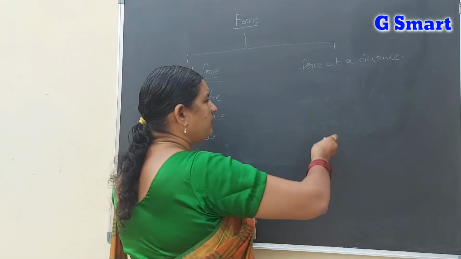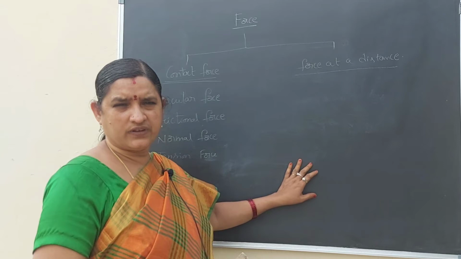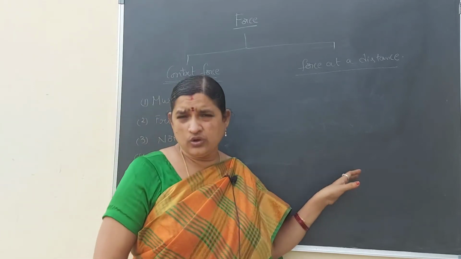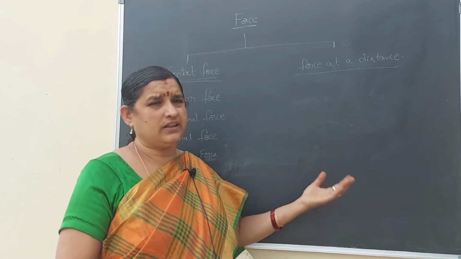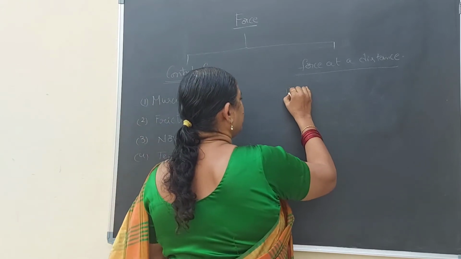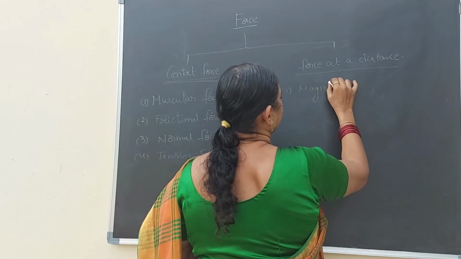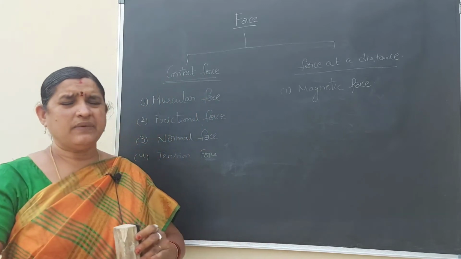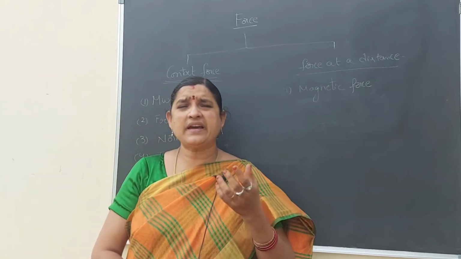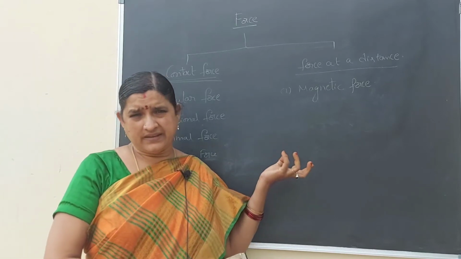Next one, force at a distance. These are called field forces and also non-contact forces. So there is no need of any physical contact for one body to exert force on another body. For example, magnetic force. A magnet always pulls magnetic substances towards the poles of the magnet.